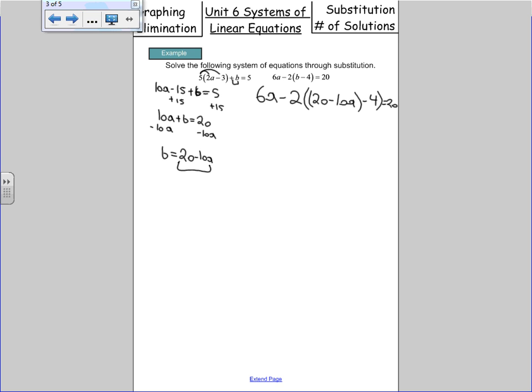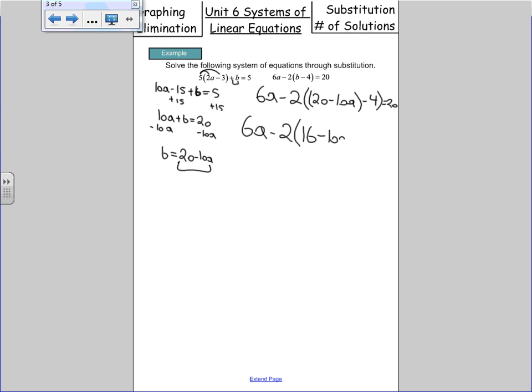Nope, you're not multiplying minus 4 because it's minus 4, not multiplied by minus 4. Well, that's a good question. If you had a negative 4 in front of it, you would multiply it, but it's after it, so it's just subtracting. So what we want to do is it goes 6a minus 2 times 20 minus 10a minus 4 equals 20. And now you can multiply your negative 2 to it.